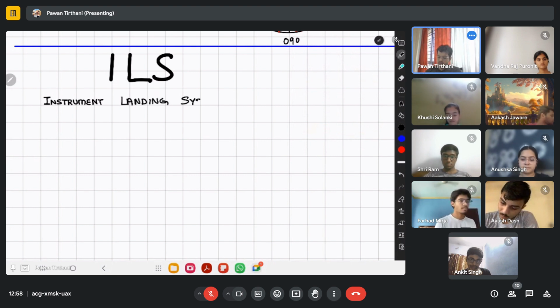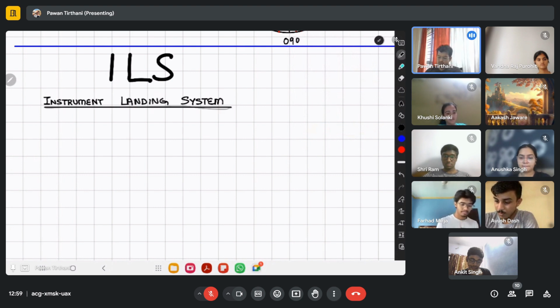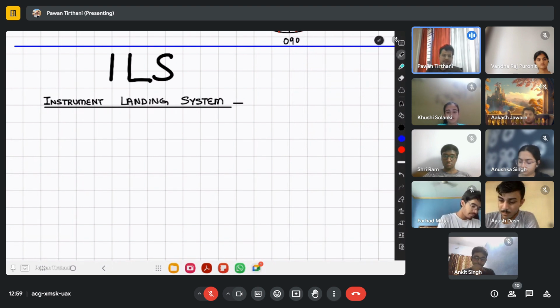Before this, all the navigation aids that we saw were navigation aids to navigate in an en route form. This aid, this radio aid, will help us perform an approach. Now what is an approach?